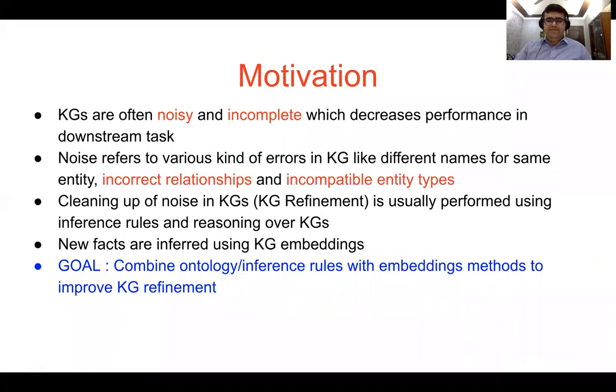The motivation for our work was that knowledge graphs are often noisy and incomplete. Noise refers to various kinds of errors in knowledge graphs, like incorrect relationships and incompatible entity types. While knowledge graph completion is usually addressed by learning embeddings for inferring new facts, most of the successful techniques for knowledge graph refinement perform reasoning over ontological constraints. In this work, we aim to combine the two techniques to improve performance over both tasks.